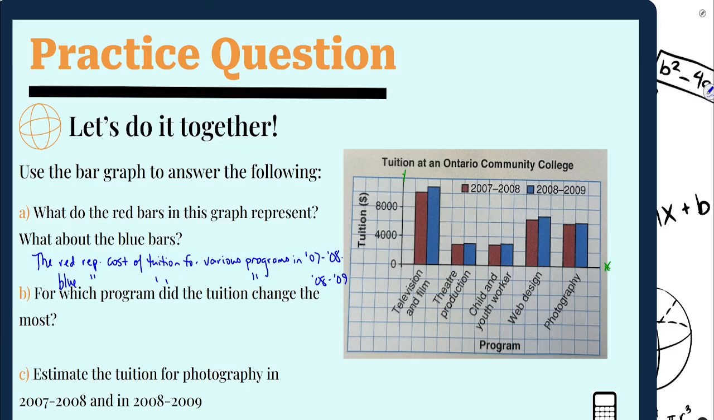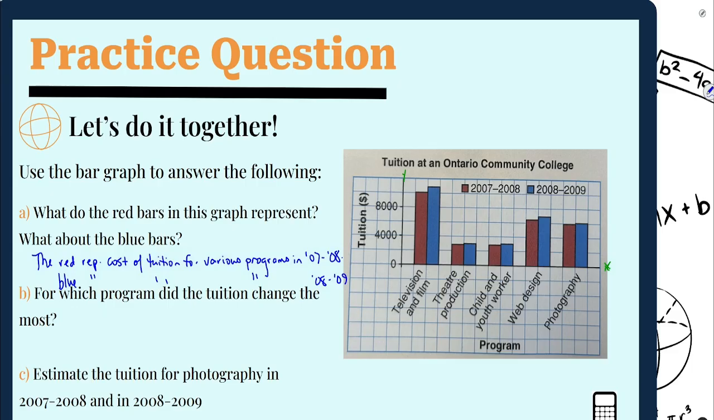So knowing that, we're going to answer part B, which says for which program did the tuition change the most? So we look here at our bar graph, and what we're looking for is the difference in height, because the height tells us the tuition cost in dollars. And so we want to find where's the largest height difference.